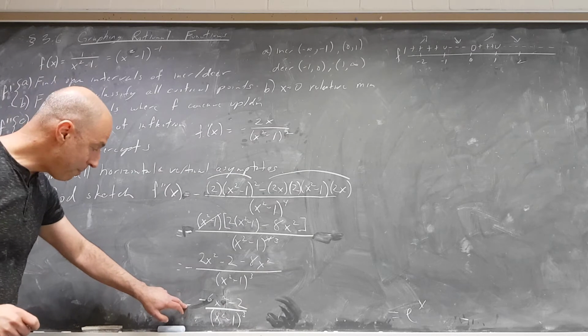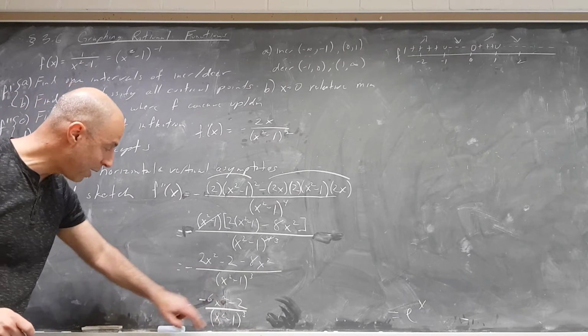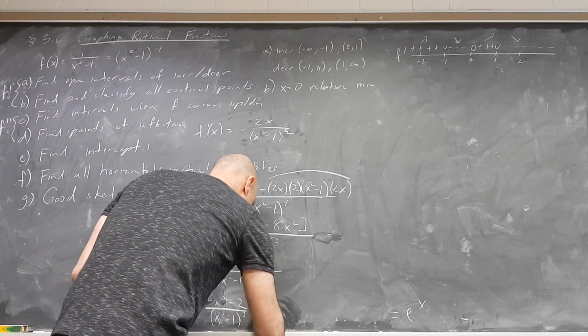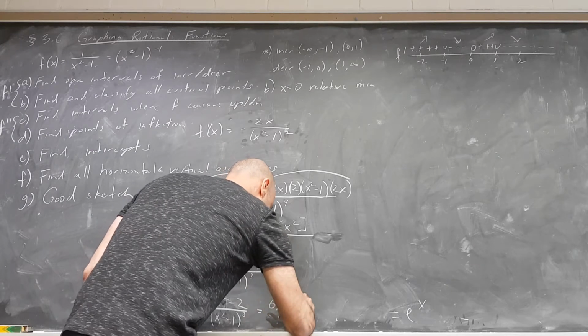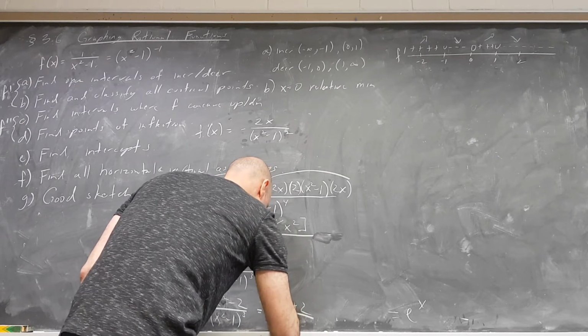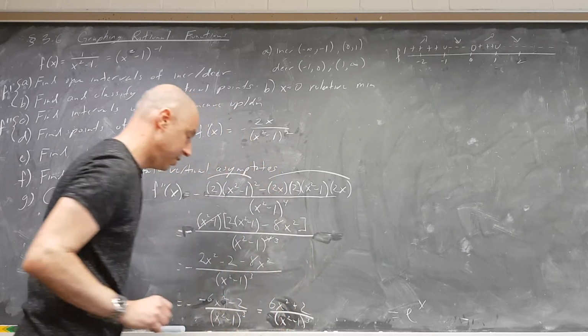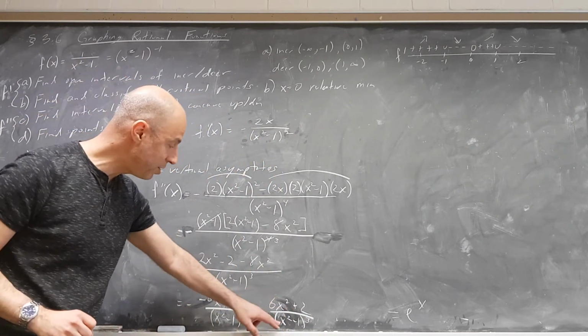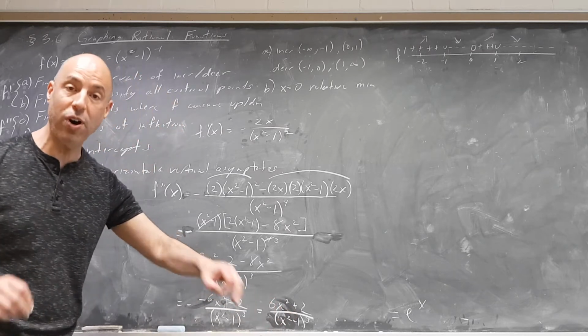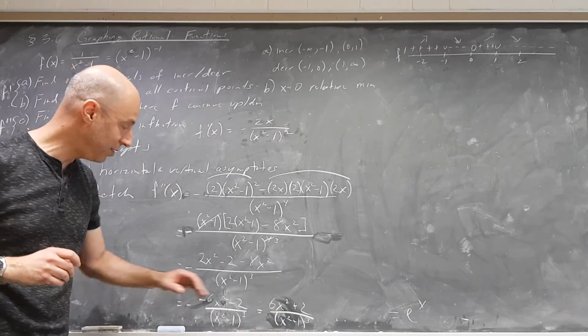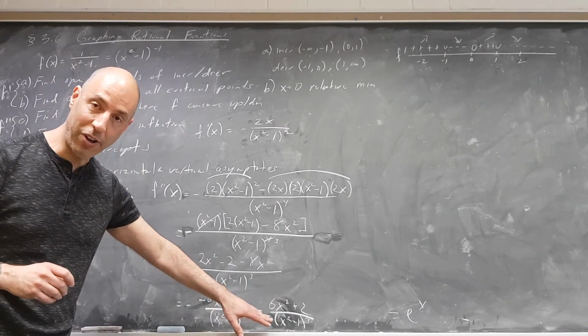And I'm going to bring that minus sign in to distribute on the top. So this will just be 6x squared plus 2 all over x squared minus 1 cubed. 6x squared plus 2 all over x squared minus 1 all cubed, in case I squeezed it in too small and you can't really read it.